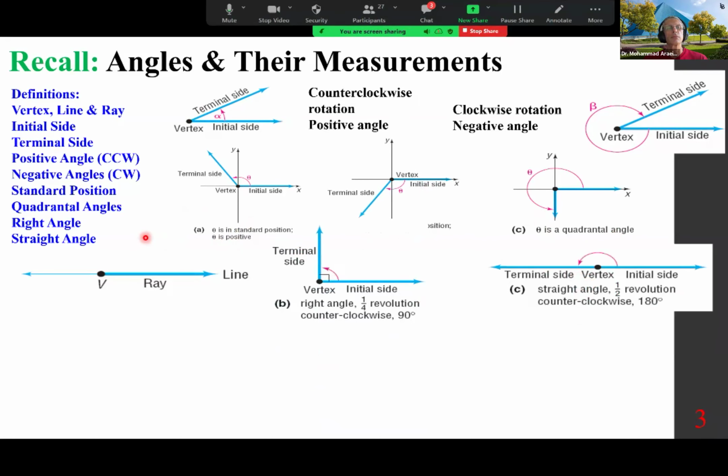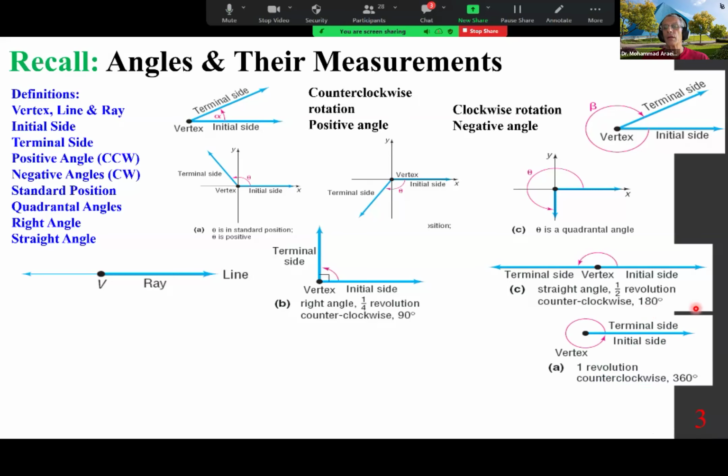Straight angle, 1/2 of a revolution, 180 degrees, or pi radians. One complete revolution counterclockwise gives us 360 degrees, or 2 pi radians. The relationship between the two is that d over 180 equals r over pi. If you're given the degrees, put it here and find r. If you're given the radians, put it here and find d.